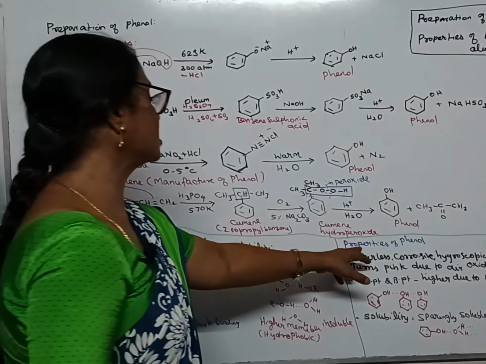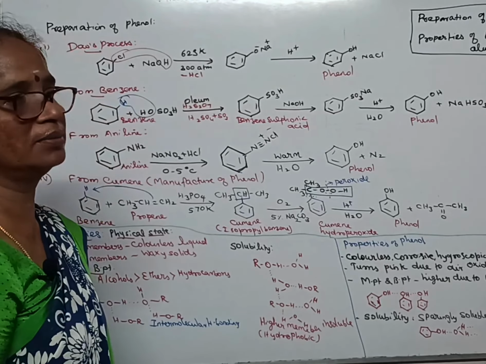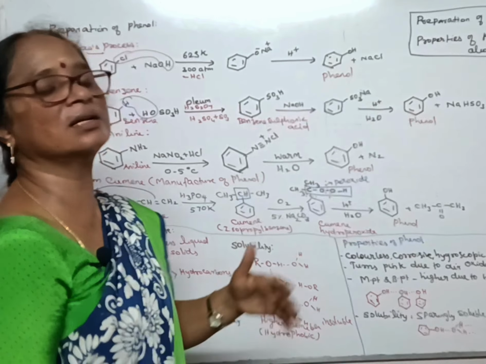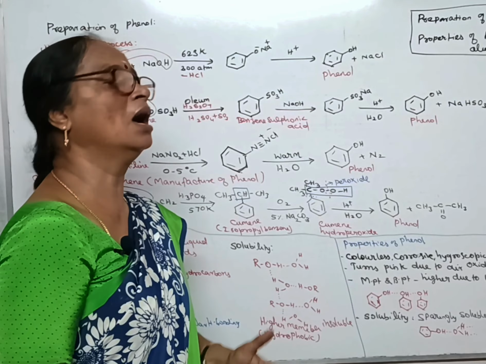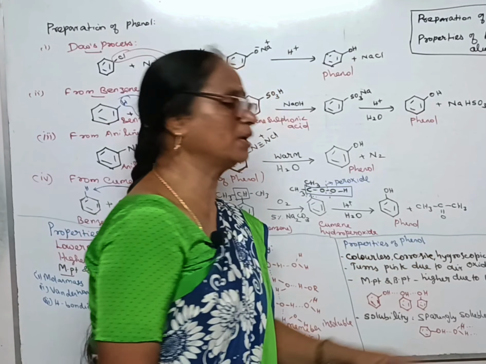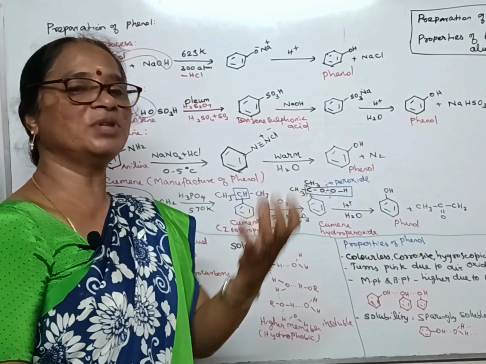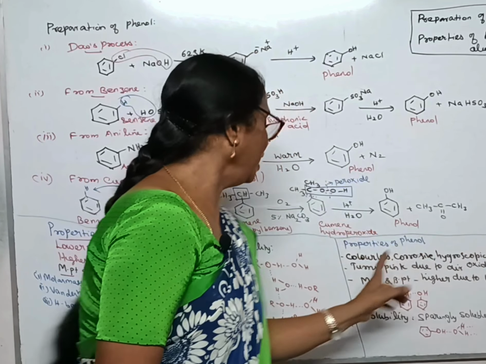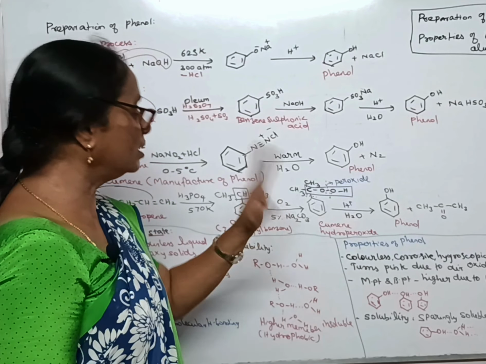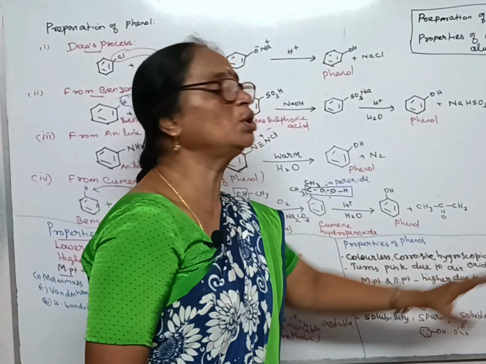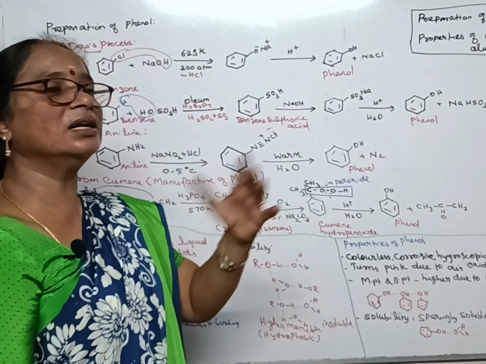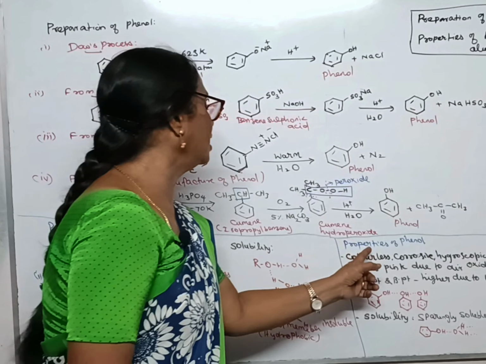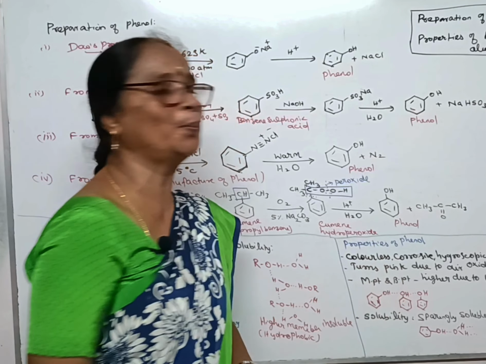Now let us discuss the properties of phenol. Phenol is a highly corrosive substance. If it falls on the skin, the skin will be corroded. And it is hygroscopic, that means it can absorb moisture, and it is poisonous. Being colorless, it turns pink due to air oxidation. It can undergo spontaneous oxidation with atmospheric air, so the colorless phenol turns pink.